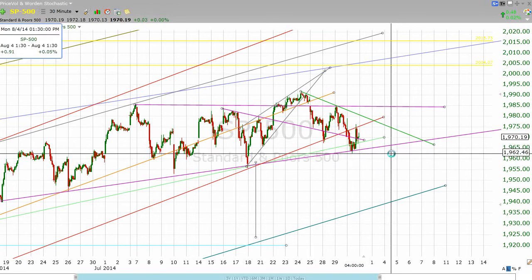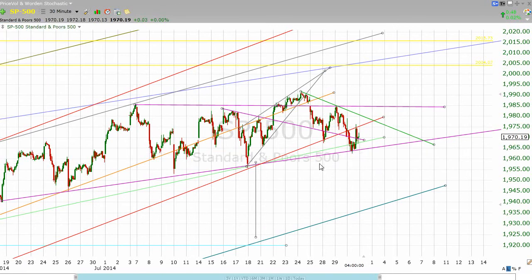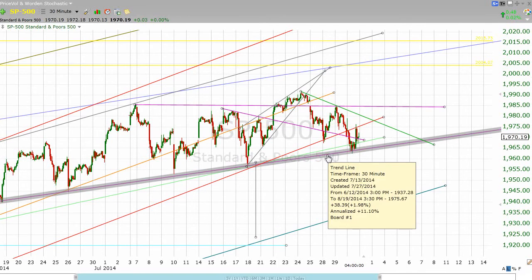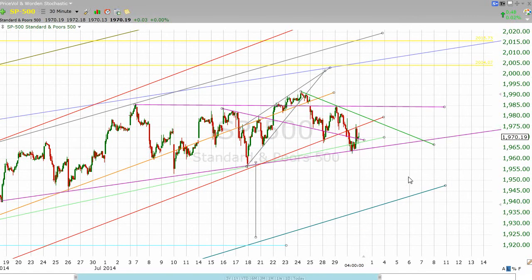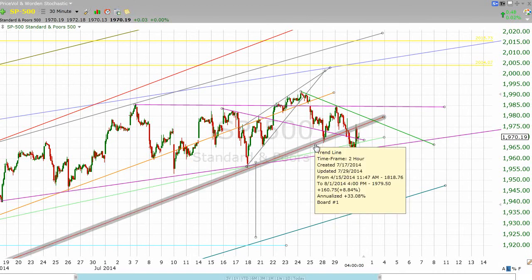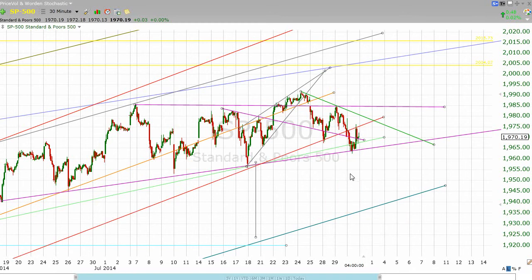Today's low was 1962. We ran into our ascending support line that created a bounce. So this line is validated. The fact that we broke this red line also seems to be validated, with the fact that that was where our rally after 2 o'clock ended up putting on the brakes.